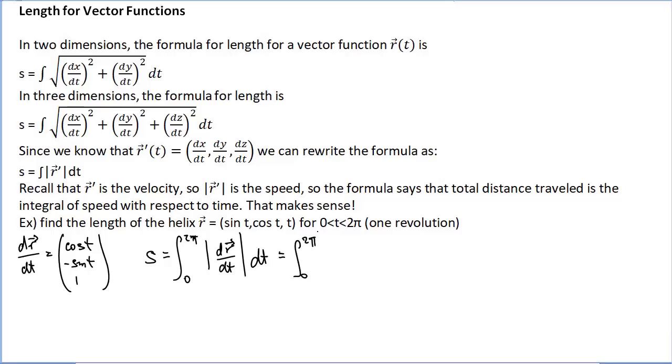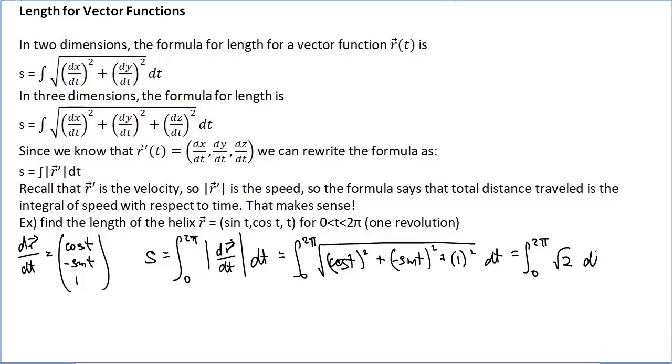So this is just the integral from 0 to 2 pi of the square root of cos t squared plus negative sine t squared plus 1 squared, dt. And then something really nice happens. That's going to give us a cosine squared plus a sine squared, and that's just 1. So this just winds up being the integral from 0 to 2 pi of root 2 dt. So altogether this gives square root of 2 times t, evaluated as t goes from 0 to 2 pi, and that just gives you 2 square root 2 pi. And there's your length.